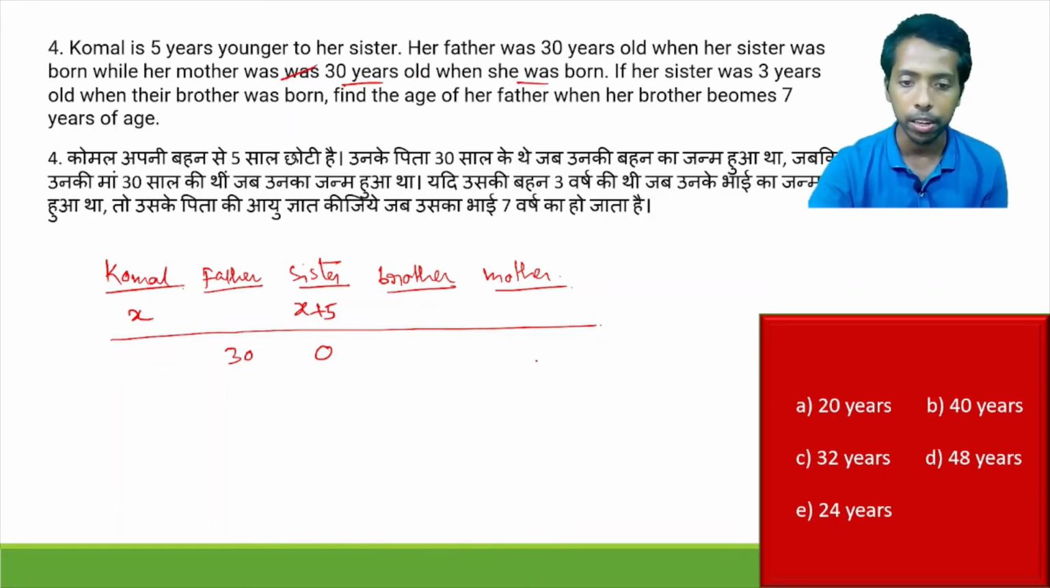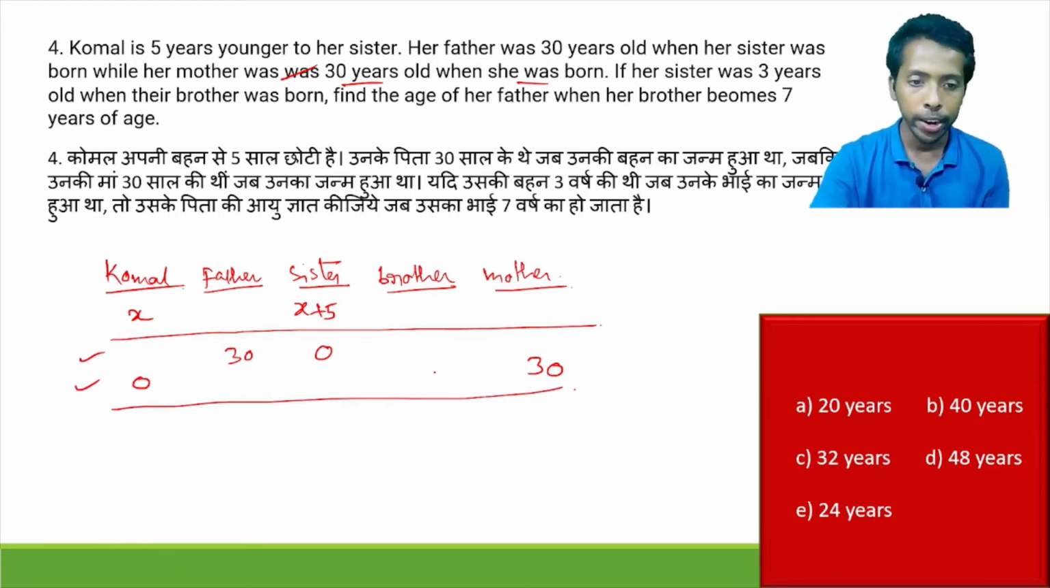So when her mother was 30 years, at that time she was born. That is 0, right? And now you can collate these two statements, this first one and second one. How? See, when Kamal was born, then mother is 30, right? Now when Kamal was born, then sister is 5 years older than Kamal, right? Kamal is 5 years younger than sister. That is, when Kamal was born, at that time sister is already 5 years of age.